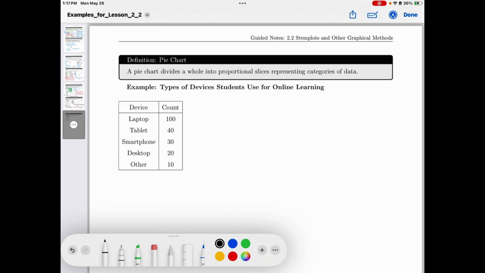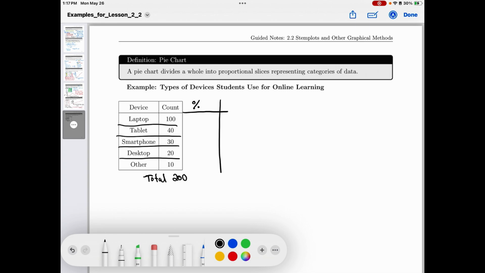Now, the information that's given to us here in the table does not give us the percentages. So we have to do a little work to find that out ourselves. We need to find the part out of the whole. There is a total here of 200 counts. And so 100 people said they used laptops, 40 people said they used tablets, 30 said they used smartphones, 20 desktop, and 10 other. These are the categories that it's broken down into, and this was asked of a total of 200 people.